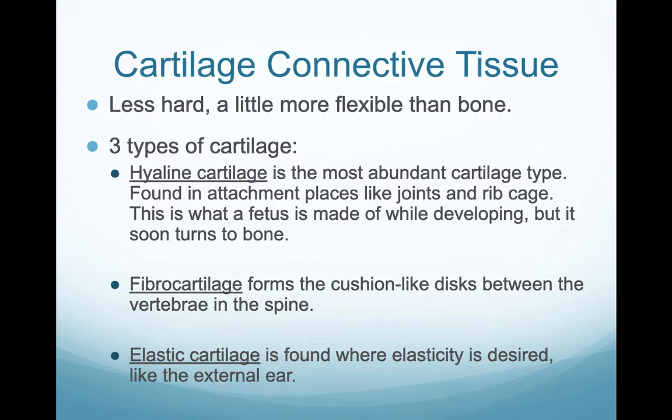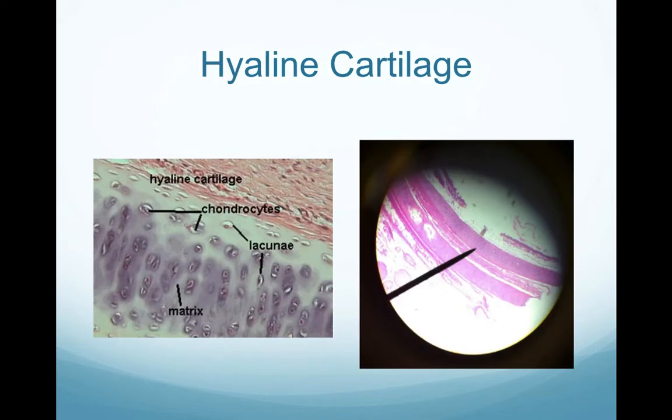And then elastic is the flimsiest of them. This is what you have in the tip of your nose and your ears. That's an elastic cartilage. So again, they're all cartilage because they're preventing the bone from rubbing, but they're made a little differently. So this is a picture with hyaline cartilage. You can see there are chondrocytes, chondro meaning cartilage, cyte meaning cell. So these are your cartilage cells that are in this picture.